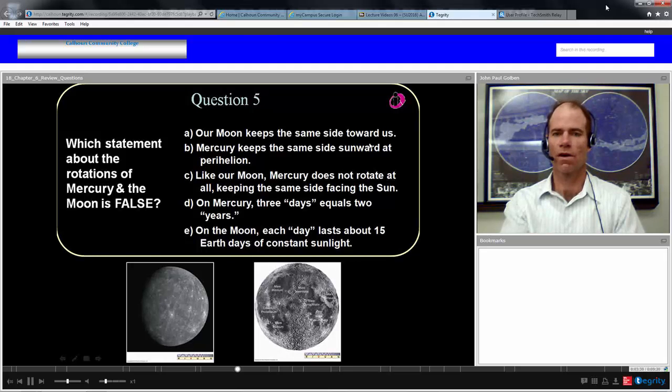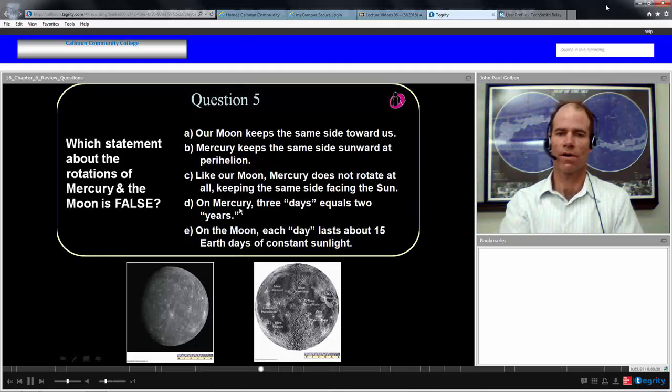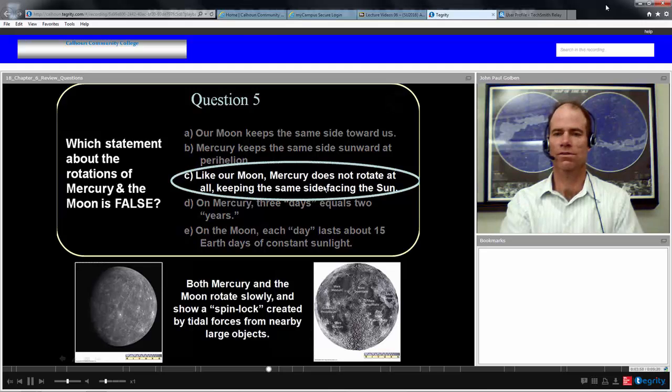Which of these is false? Our moon keeps the same side towards us. Well, that's true. Mercury keeps the same side sunward at perihelion. That's true. Like our moon, Mercury does not rotate at all, keeping the same side facing the sun. That's not true. It rotates slightly because it's got that elliptical orbit. So that would be false. On Mercury, 3 days equals 2 years. On the moon, each day lasts about 15 Earth days, so we choose this one because it does rotate in 59 days.